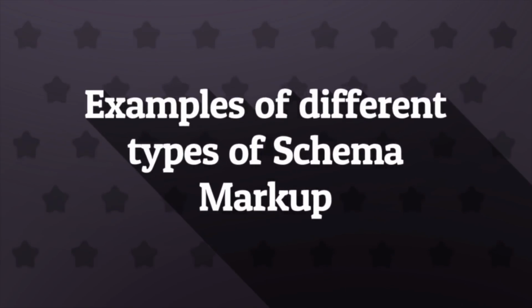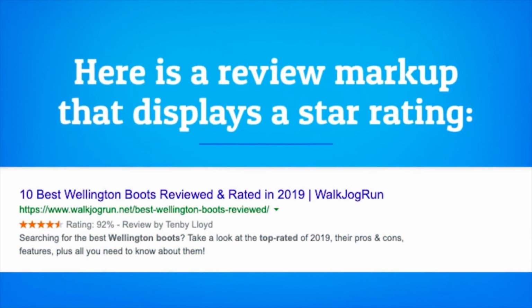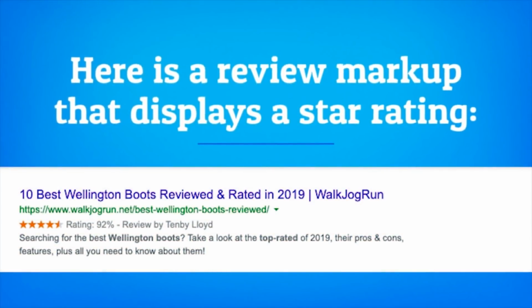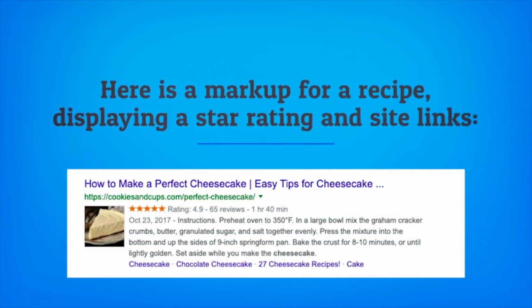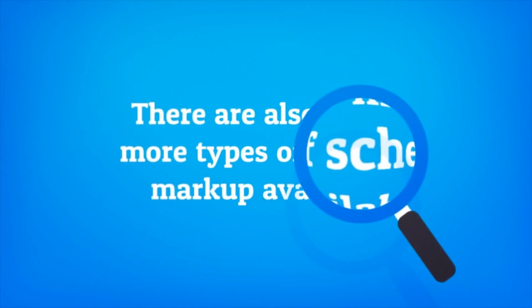Examples of different types of schema markup. Here is a review style markup that displays a star rating. Here is a markup for a recipe, displaying a star rating and also site links. There are also many more types of schema markup available.